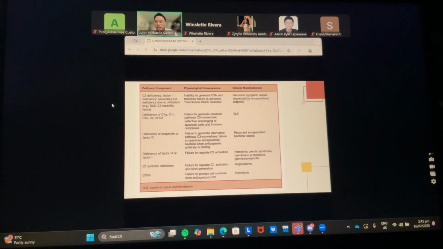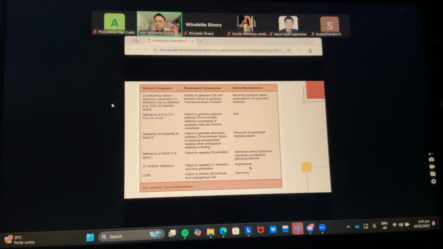Recurrent pyogenic infection. Okay? If you are deficient in C1q, C1, you will get SLE. If you are deficient in properdin, since properdin is released by the spleen to fight encapsulated organisms, later on if you lose your spleen and lose properdin, you are more prone to recurrent encapsulated bacterial infections like gonorrhea. And then deficiency in factor H, you will get hemolytic uremic syndrome, glomerulonephritis. C1 inhibitor deficiency, you will get angioedema.